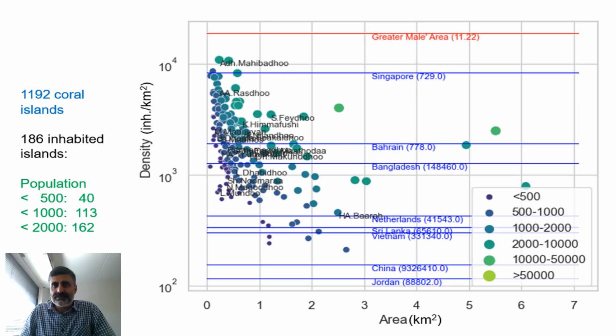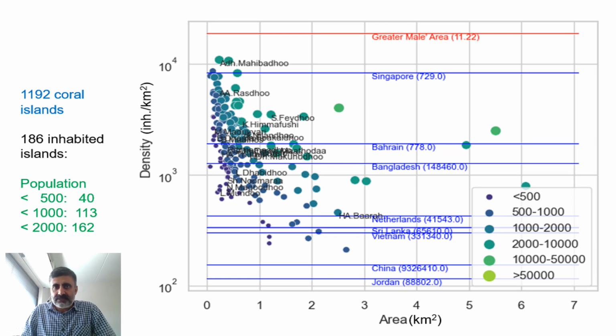This graph shows the distribution of population over outer islands of the Maldives. For clarity, only some of the islands are labeled. For comparison, we have also shown the population density in the capital, Male, as well as some selected countries in the world. There are more than 100 inhabited islands with less than 1,000 population.